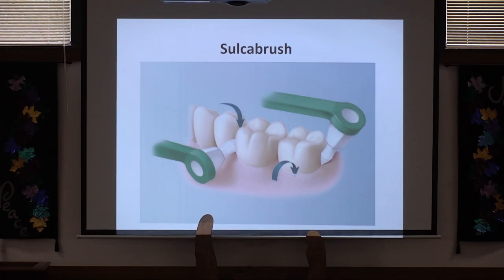The sulcus brush. How many of these do we have for our residents?